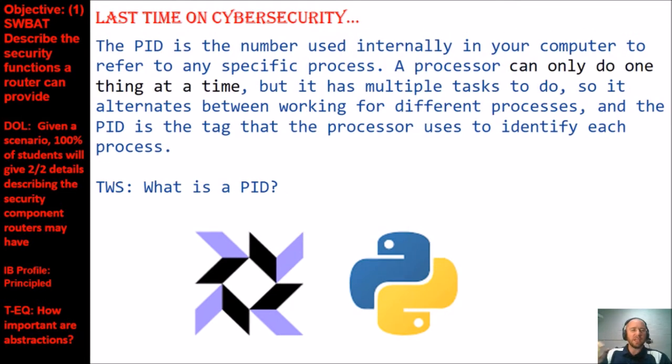So there's this thing called the PID number, and it's used internally for your computer to refer to a specific process. Now, a processor, that's your CPU, can only do one thing at a time, even if it can do a billion things within a second, thus the word gigahertz. At the end of the day, it can only do one single thing in a single microsecond. So with that said, it's difficult because there are multiple tasks that we ask the processor to do. So what the computer does is it alternates between working on one process and another one. The PID is the tag that the processor uses to identify each process.